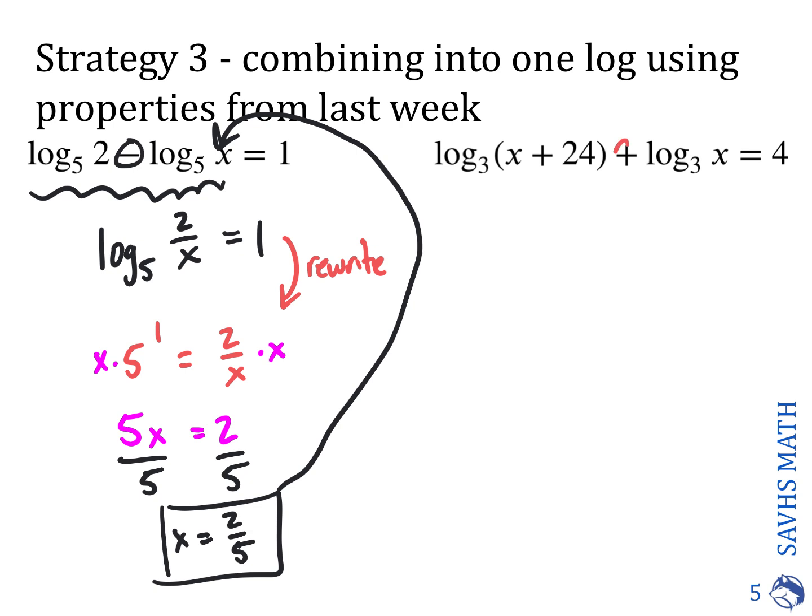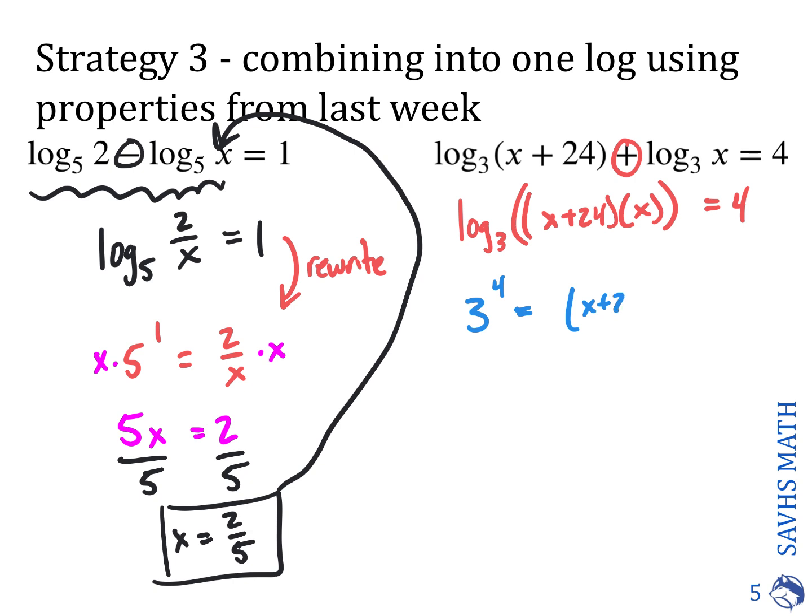This one has a plus in between, and so that means I'm going to rewrite it as log base 3 of x plus 24 times x. There are big parentheses around this whole thing, and this is still equal to 4. So let's rewrite as 3 to the 4th equals x plus 24 times x. Here I need to distribute and then see what I can do next.